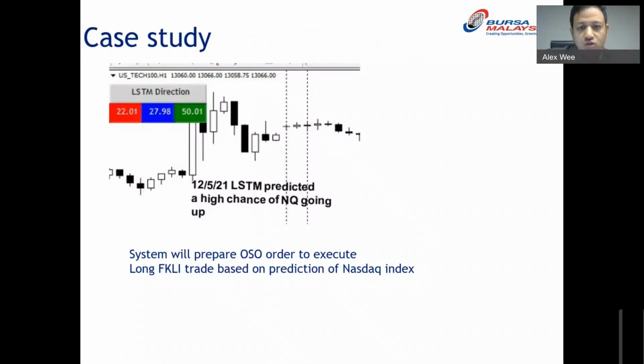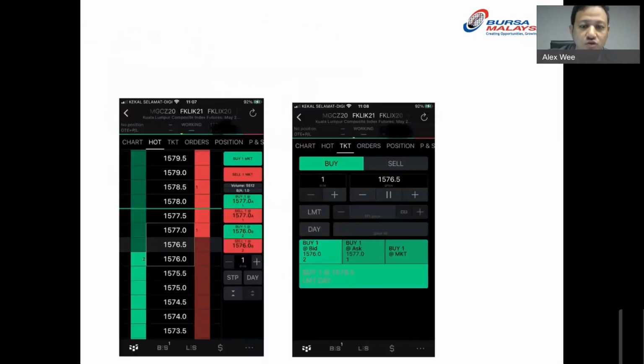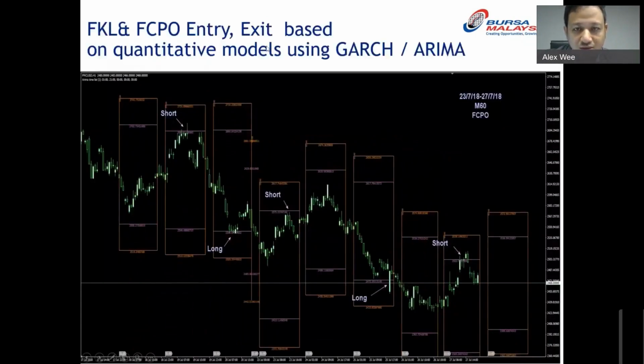And the execution is also intermarket, not just intermarket alone, but also enhanced by machine learning called LSTM to map the pattern of the intermarket analysis and see what is the right time of execution and stuff like that. The entry and exit can be done using quant models, using GARCH and ARIMA. Like this is the time to short, this is the time to long, the time to short, the time to long, the time to short.